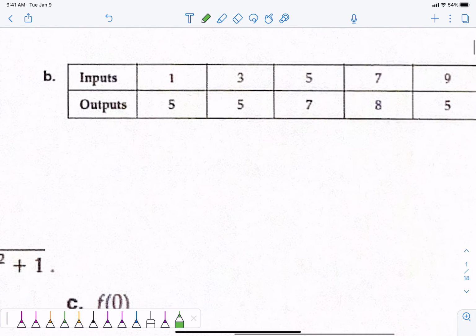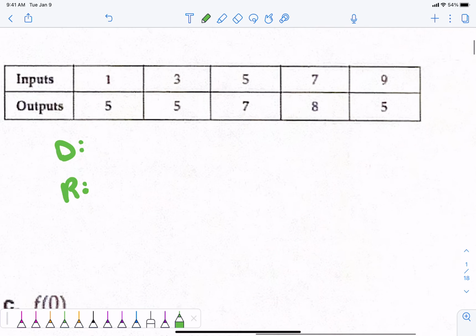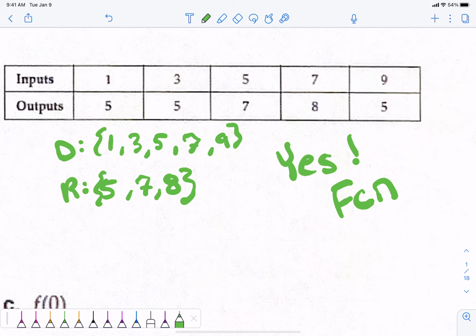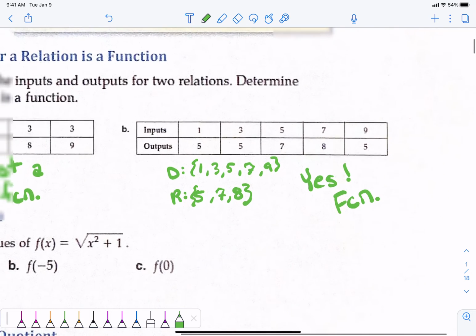All right, B, domain and range. Domain: 1, 3, 5, 7, 9. Range: 5, 7, 8. Function or not a function? Yes, function, because even though the range repeats, it doesn't matter. Yes, it's a function. Okay?